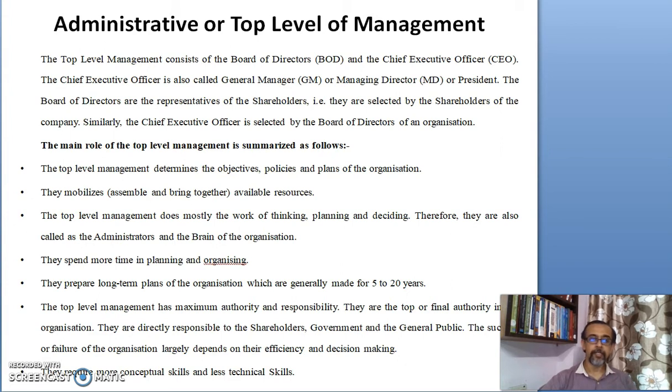The top level management has maximum authority and responsibility. They are the top and final authority in the organization. They are directly responsible to the shareholders, government, and general public. The success or failure of the organization depends largely on their efficiency and decision making. They require more conceptual skills and less technical skills. So these are some of the functions that the top management has to perform.